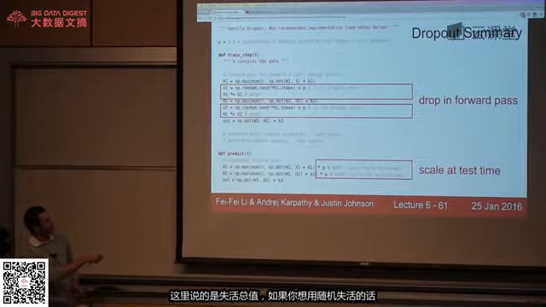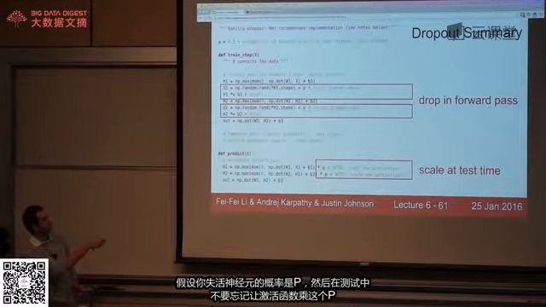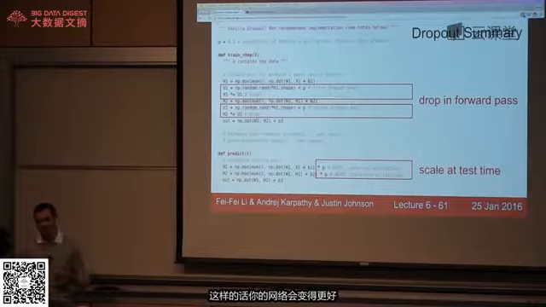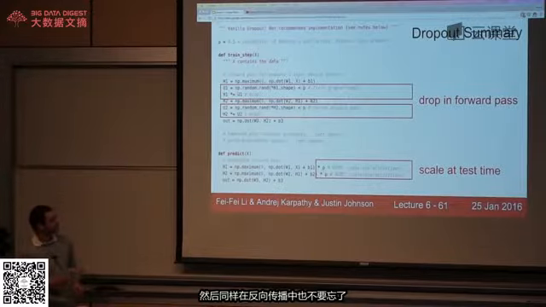So dropout summary: if you want to use dropout, drop your units while keeping with a probability of p. And then at test time, don't forget to scale them. So if you do this, your neural networks will work better. Okay? And don't forget to also backpropagate the masks, which I'm not showing here.